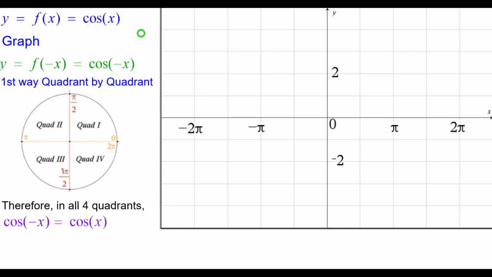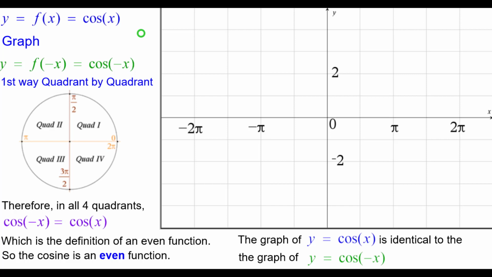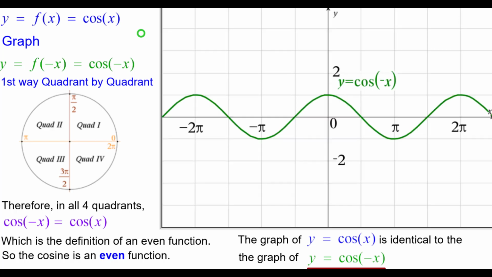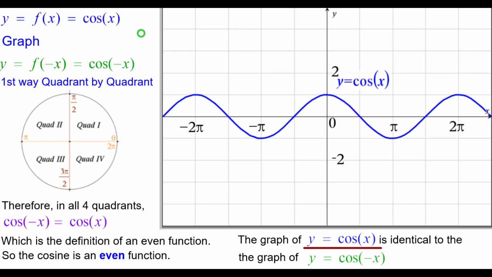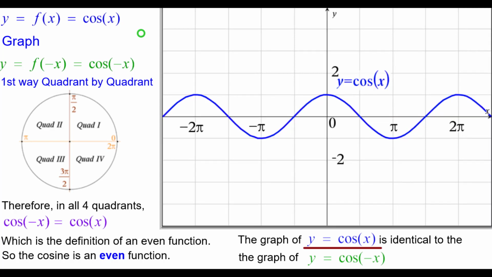Therefore, in all four quadrants, the cosine of the opposite of x is equal to the cosine of x, which is the definition of an even function. So the cosine is an even function. The graph of the parent function y equals cosine of x is identical to the graph of y equals the cosine of the opposite of x.